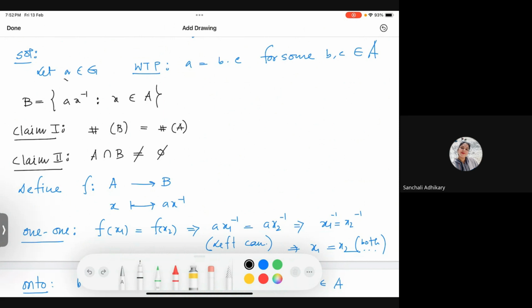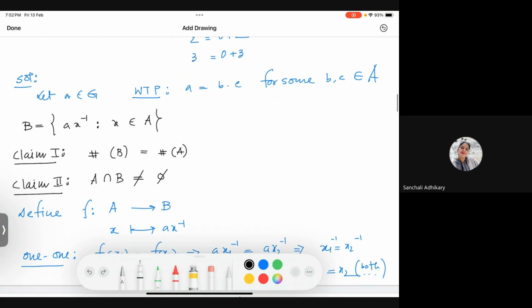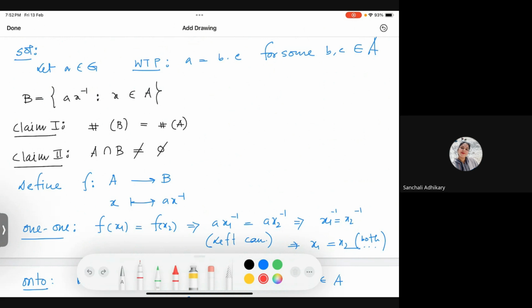So see, here I take A belongs to G. I want to prove A can be written as B into C, where B and C both belong to the set A. To prove this, I am defining a set B. How? B is equal to A into X inverse, where X belongs to A. Why? Because I want to prove A is equal to BC, right?